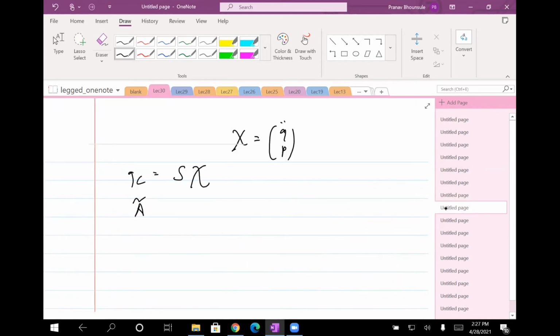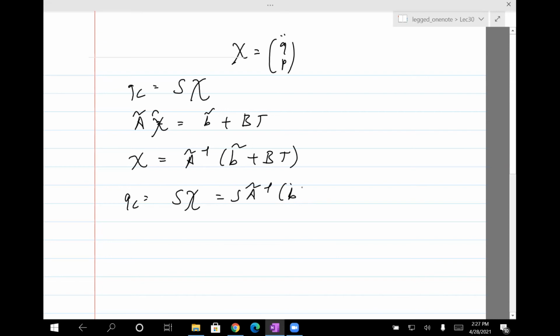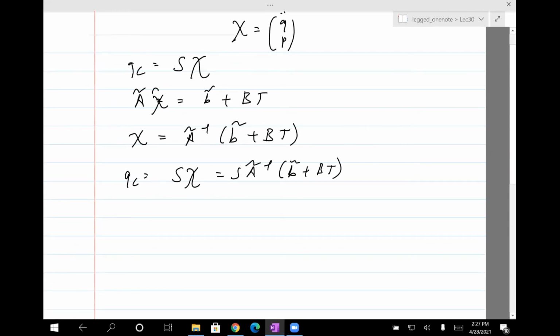Okay, let me see this now. A tilde X equals B tilde plus BT. Okay, so now I can write X as A tilde inverse times B tilde plus BT. QC is S times X equals S times A tilde inverse B tilde plus BT. And then I can take the second derivative, X double dot, since S is constant, right? So there's no S dot, it's going to be 0.